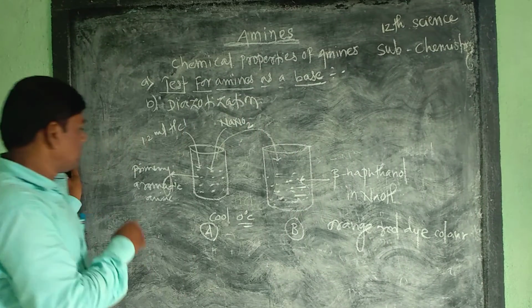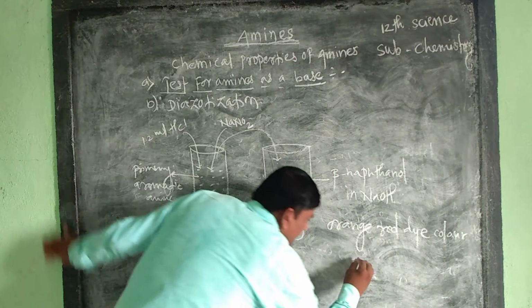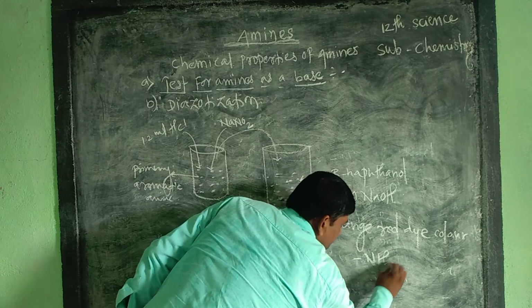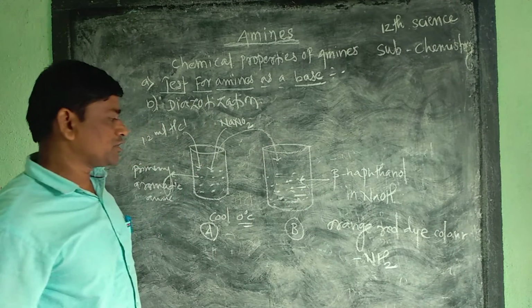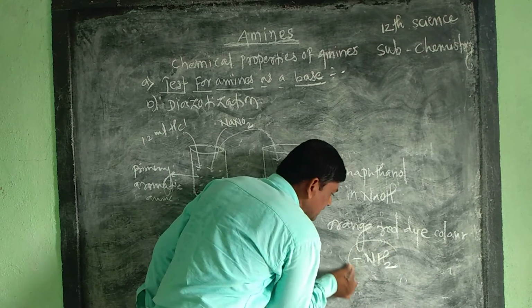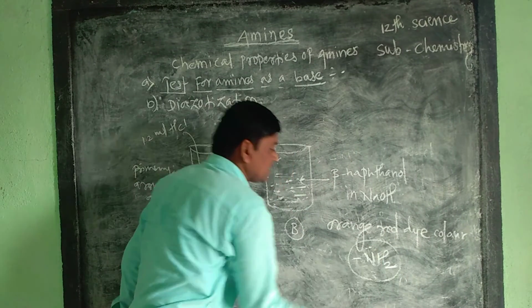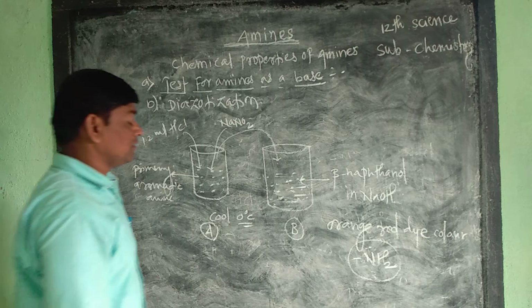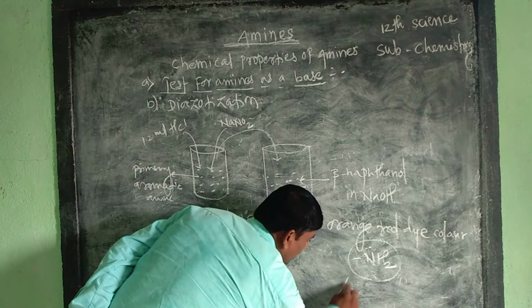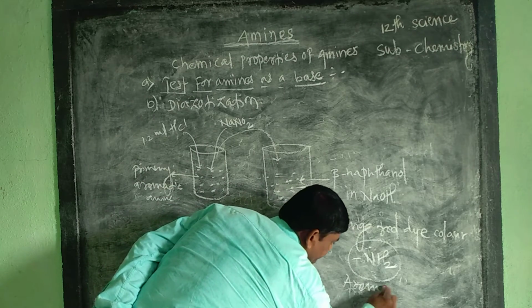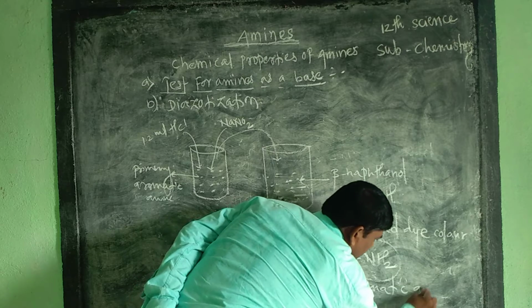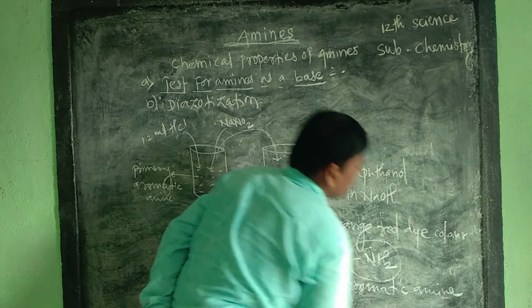The sample contains an NH2 group, and you know the NH2 group is basic in nature. Then the compound will be an aromatic amine.